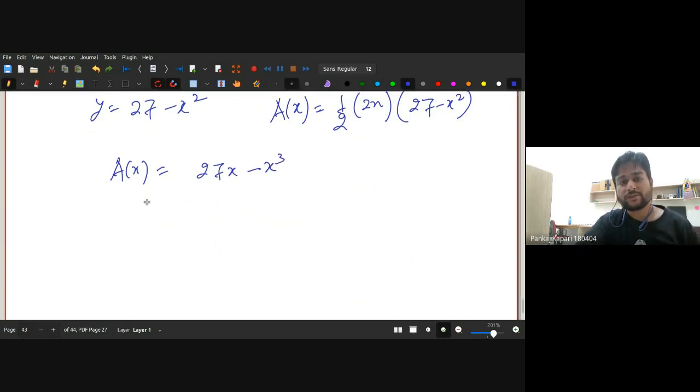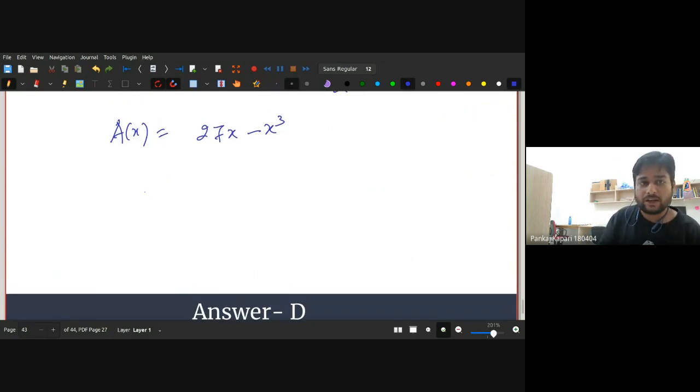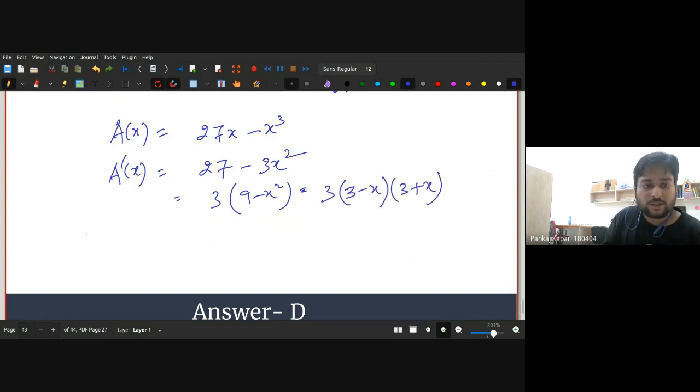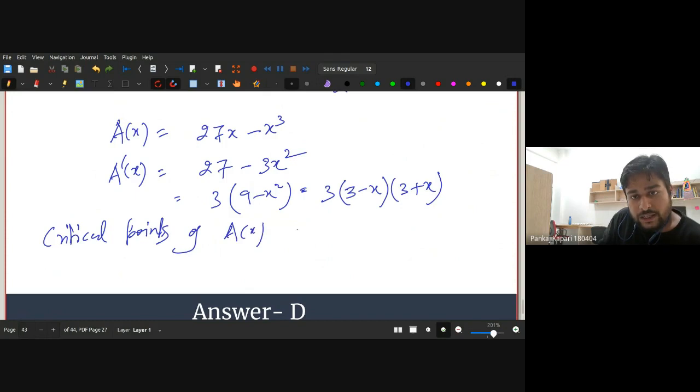To maximize this function, we have to first find the critical values. For that we have to find the derivative. The derivative is 27 minus 3x square. Let's take 3 common, and then we'll have 9 minus x square, which is equal to 3 times (3 minus x) into (3 plus x). So what are the critical points of this function A(x)? These are plus minus 3.